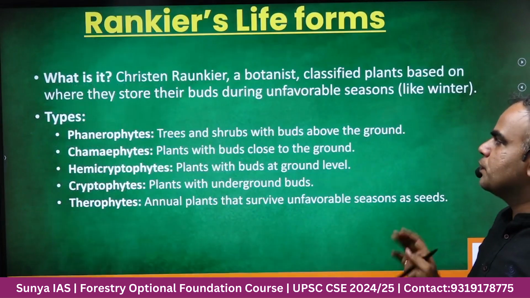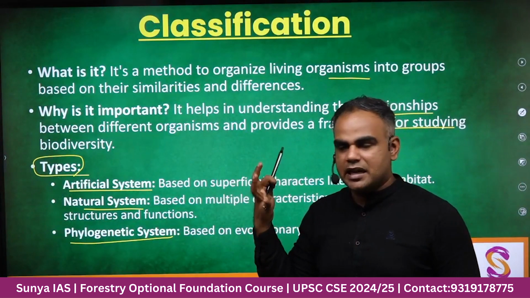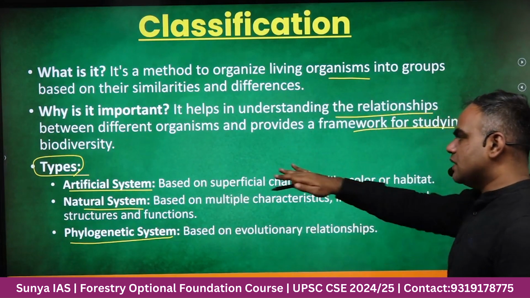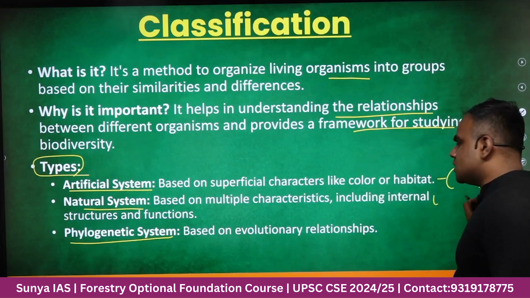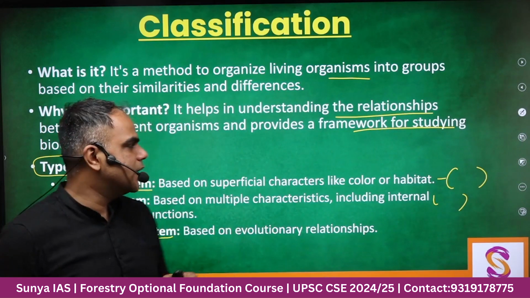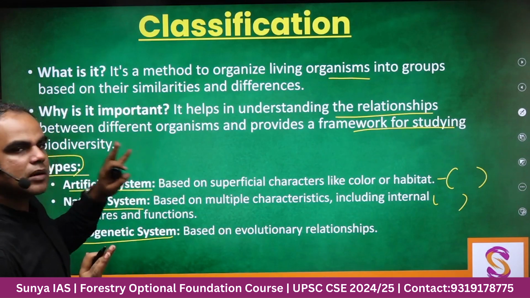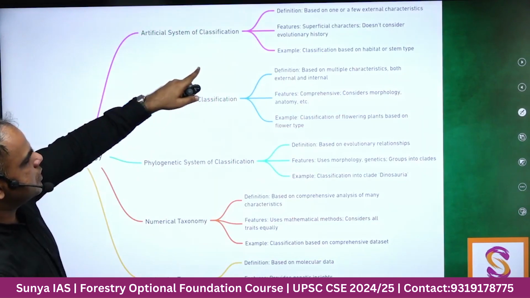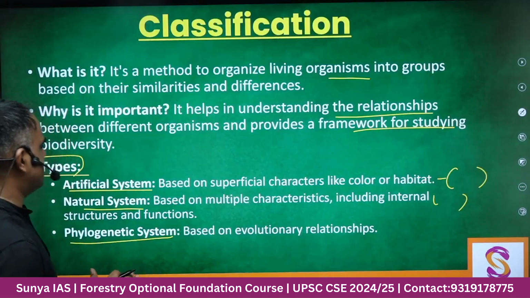So what you should do, firstly, have an idea that in classification we are going to discuss three basic types: artificial, natural and phylogenetic. Firstly we'll understand this, and after that we will associate one famous botanist with each of them. That is how you can structure things in your head. When I'm talking of artificial, this is based on superficial characteristics like color or habitat. This will also be more easily understood through this mind map when I explain it. So just give me a few moments.